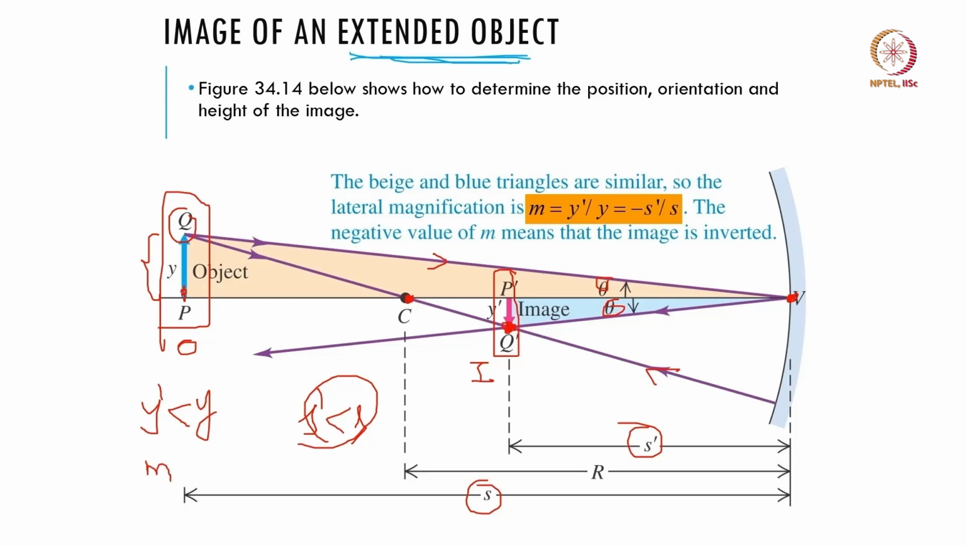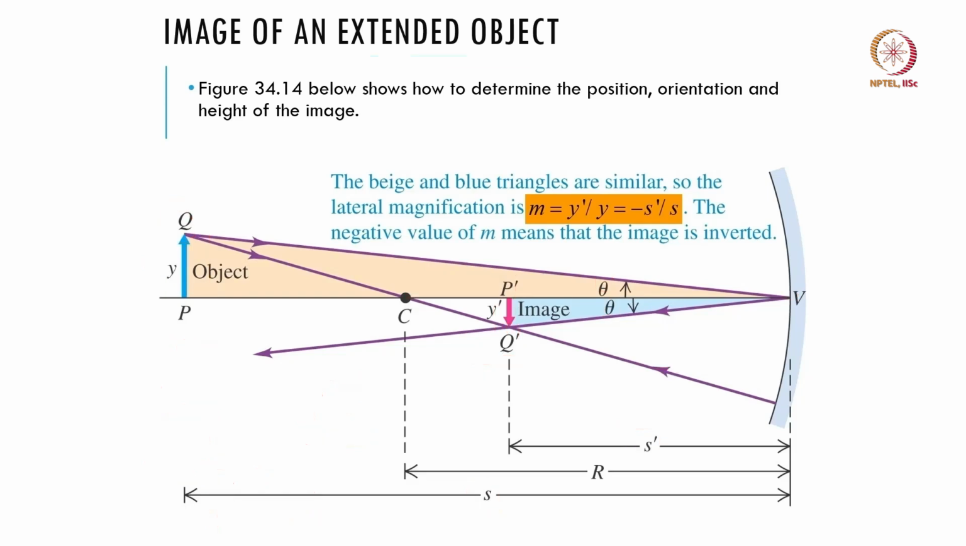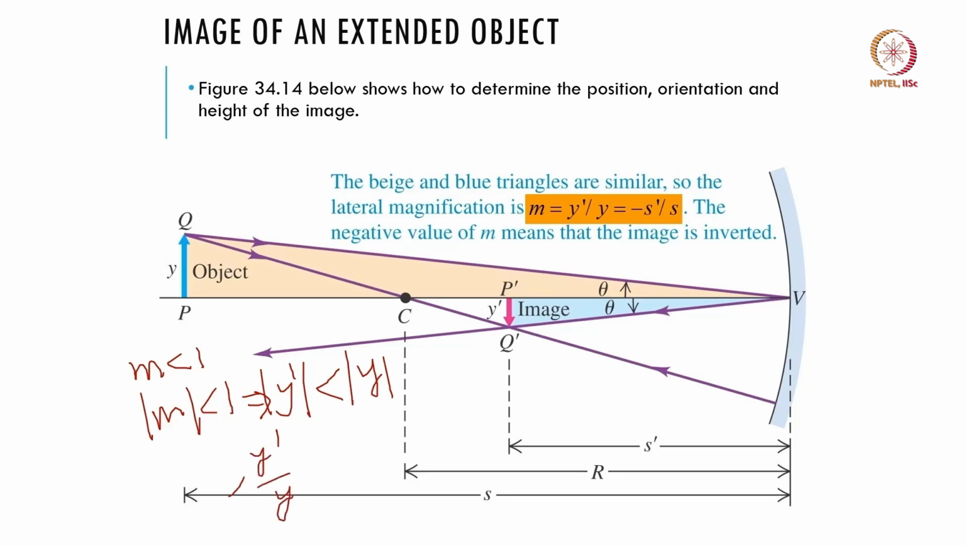Thus, our magnification, which is the height of the image by the height of the object, is less than 1. That means the height of our image is diminished with respect to our object when our object is placed beyond the center of curvature of a concave mirror. It is important to note here that when we say m less than 1, it is just that the magnitude of magnification is less than 1. That is, the magnitude of the image size is less than the magnitude of the object size. However, in actuality, here we have to consider y dash as negative because it is in the opposite direction. Thus, y dash by y is actually between -1 and 0. That means m is less than 0. That means the image is inverted.